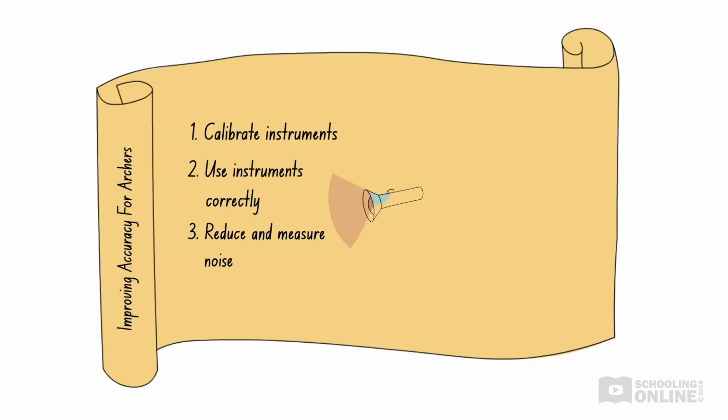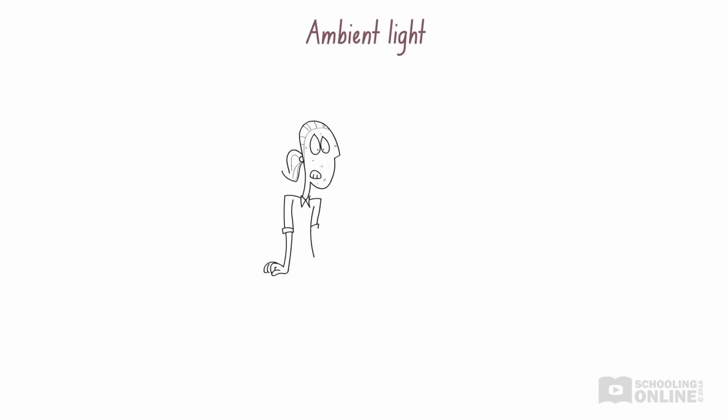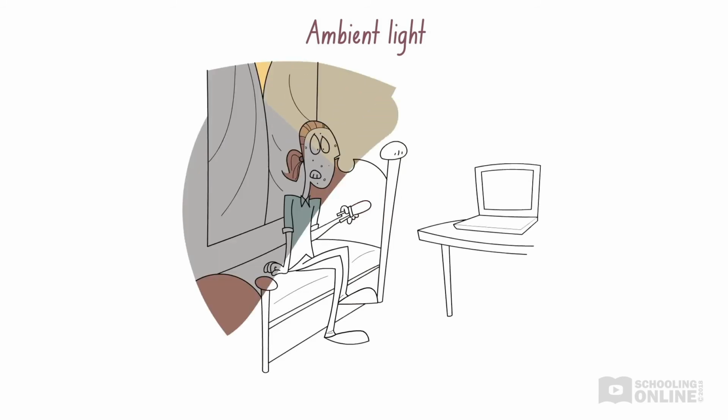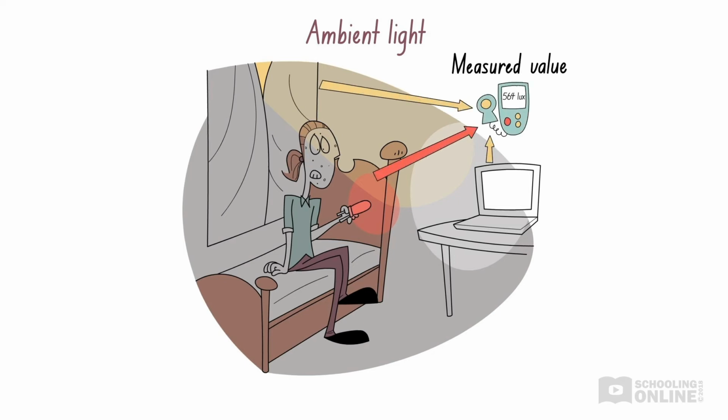The third method of reducing systematic errors is to reduce and measure the background noise levels. This is particularly important for experiments where you measure the intensity of light, sound, or radiation. Suppose we are performing an experiment to measure the amount of light emitted by a red LED. If you may recall, a lux meter is used to measure light intensity. Unfortunately, our measurements will be affected by light from our surroundings, such as light entering through windows or emitted from light bulbs. As a result, we will measure more light than what is emitted by the LED.